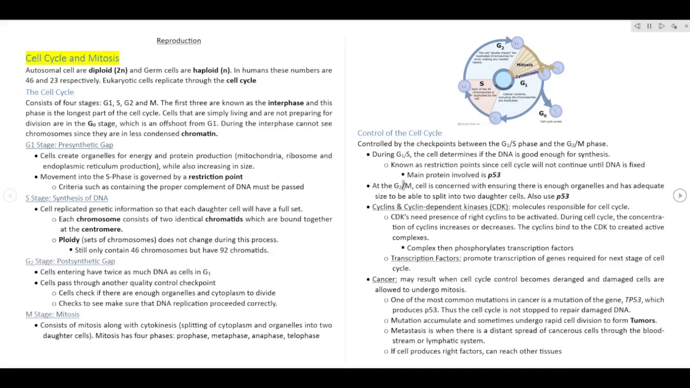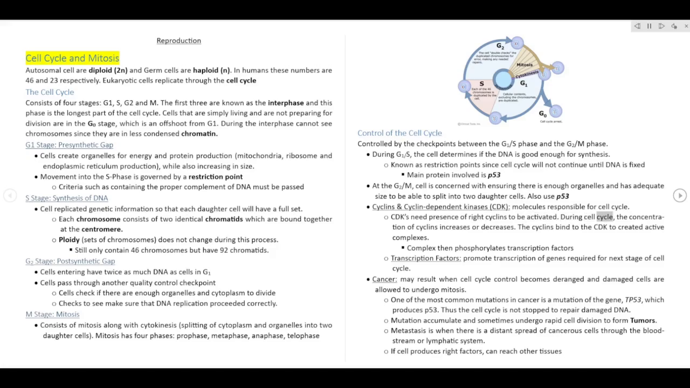At the G2/M checkpoint, the cell is concerned with ensuring there are enough organelles and adequate size to be able to split into 2 daughter cells. It also uses p53. Cyclins and cyclin-dependent kinases, CDK, are molecules responsible for the cell cycle. CDKs need the presence of the right cyclins to be activated.